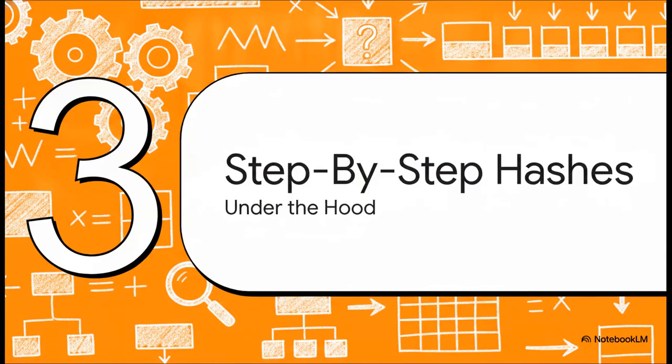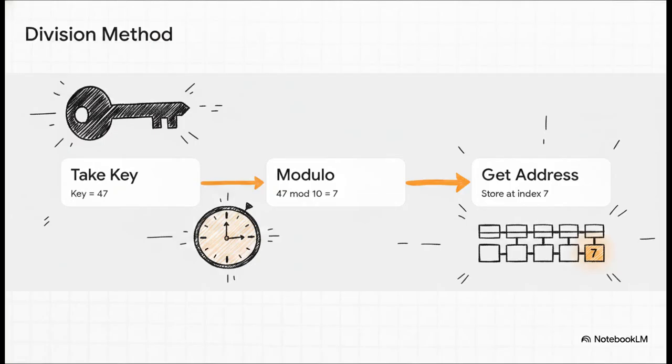All right, Section 3, step-by-step hash functions. Let's pop the hood and look at the math. We'll start with the division method. It's beautifully simple. Step 1, take your key. Let's say it's the number 47. Step 2, apply a modulo operation using the size of your table. Say our array holds 10 items, so 47 modulo 10 gives us a remainder of 7. Step 3, store your record exactly at index 7. Boom! It's fast, it's deterministic, and it maps any number directly into our fixed memory slots perfectly.